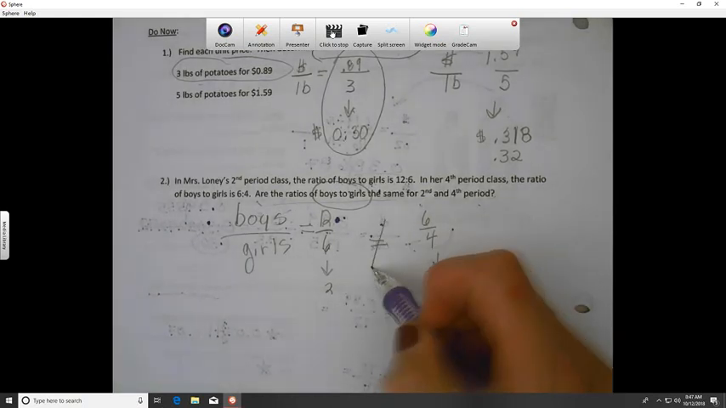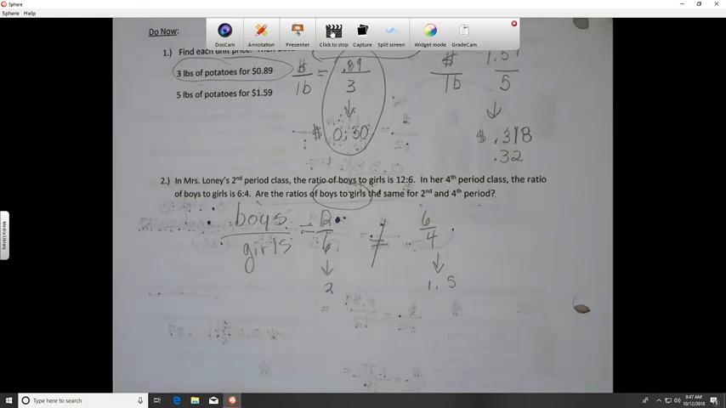You know, if you didn't have a calculator and you're on a deserted island, right? 6 on the bottom, double to 12. So we doubled, right? 4 should double to 8, so they're not the same. If you didn't have a calculator, you could see that.